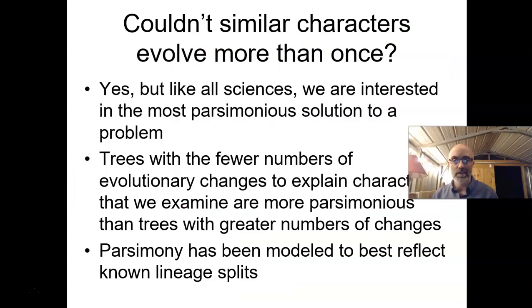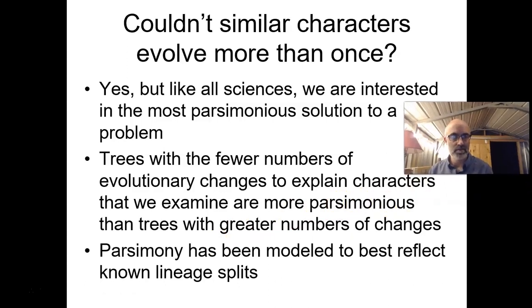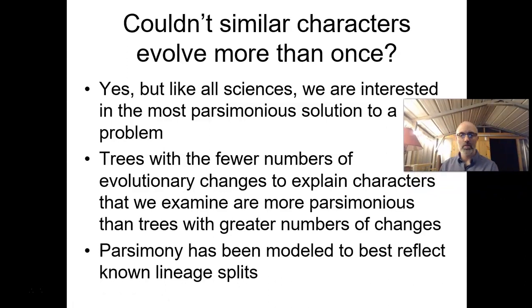Then we've seen here that similar character states evolved more than once. But on average, in the absence of other evidence, we are going to go with what we call the most parsimonious explanation for evolution of a group. We are going to settle on the simplest explanation, the one with the fewest assumptions. Trees with fewer numbers of evolutionary changes are more parsimonious, and therefore, all things being equal, until we get more evidence, those are the ones that we're going to pick.